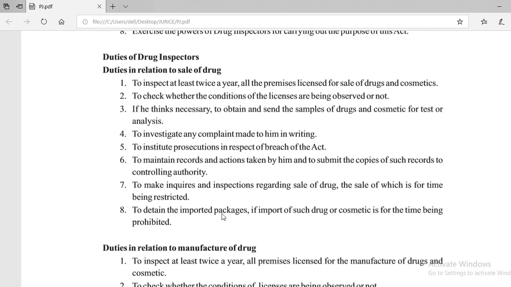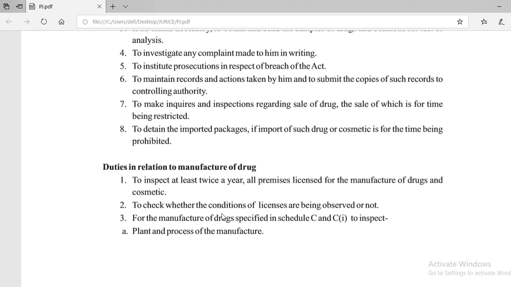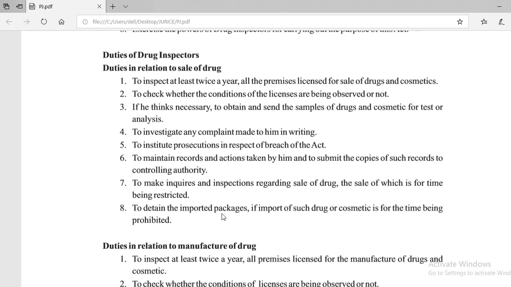Then, to detain the imported packages if import of such drugs or cosmetics is for the time being prohibited. If import of XYZ drug is prohibited, then he can detain those packages. Customs will report to the drug inspector. Now the drug inspector will seize all those packets or barrels, and take those things in his custody, or in the government's custody. These are the duties related to sale of drugs.